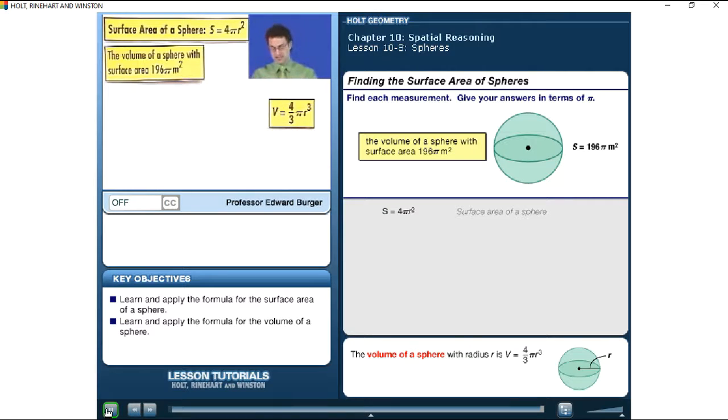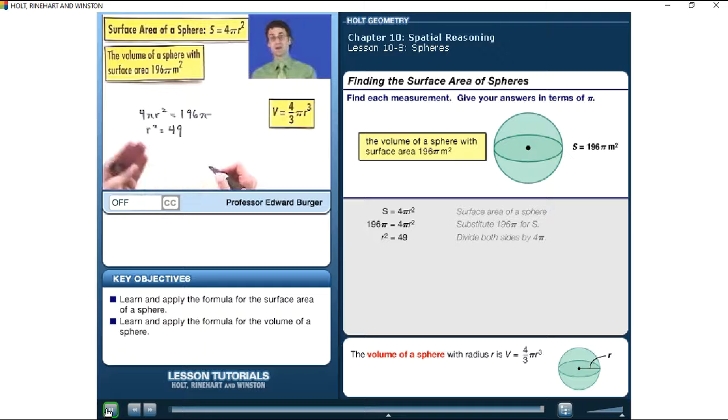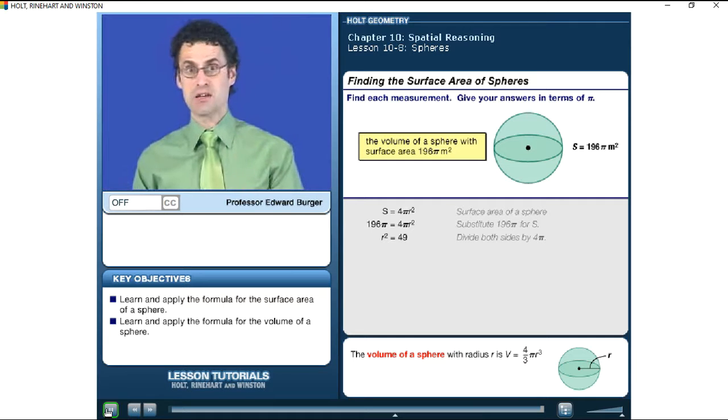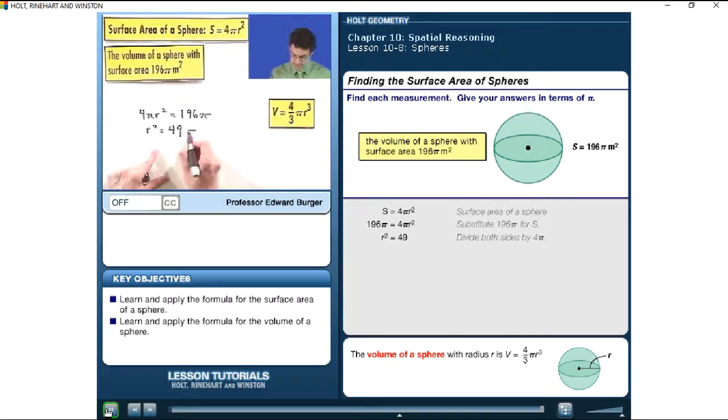So there's an intermediate step to this question. I know that 4 pi r squared represents the surface area, which in this case is 196 pi. So if I divide both sides by 4 pi, I see that r squared equals 49. And if r squared equals 49, then r equals plus or minus the square root of 49, or plus or minus 7. But wait, in this context, r is representing the radius, which means that it has to be positive. So in this context, I know that r has to be 7.